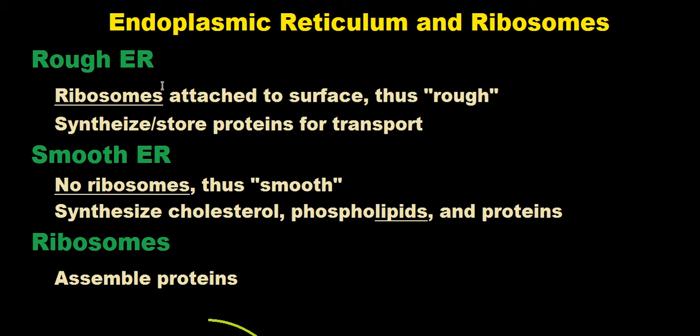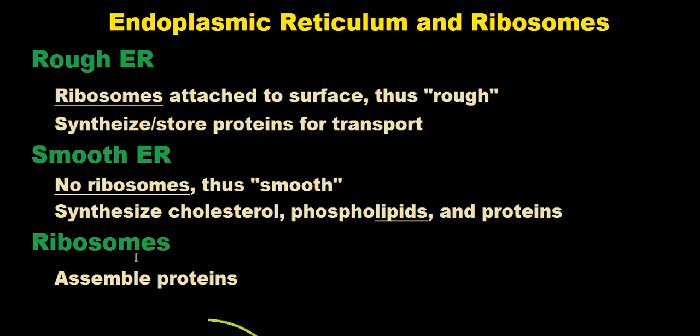So the rough endoplasmic reticulum will have ribosomes attached to the surface. Thus, it's technically, quote unquote, rough, whereas the smooth ER does not have ribosomes attached to it. Thus, it's called the smooth ER. Now, the smooth ER is mainly responsible for synthesis of lipids, such as cholesterol and phospholipids, but it also does store some proteins. Now, the rough ER is mainly for storage and synthesis of proteins for transport.